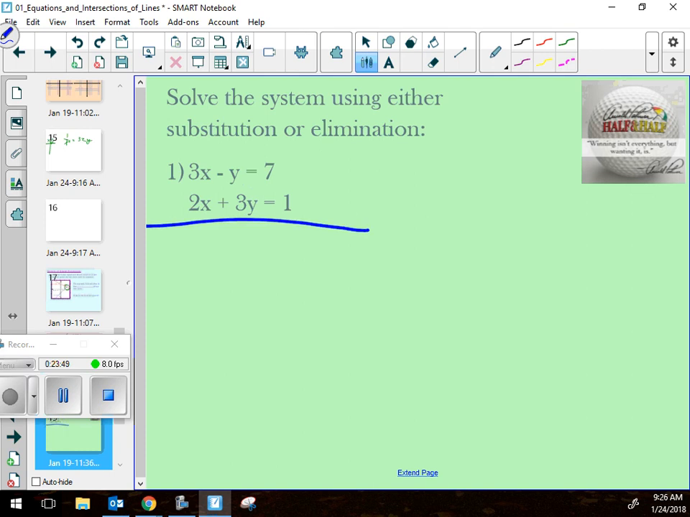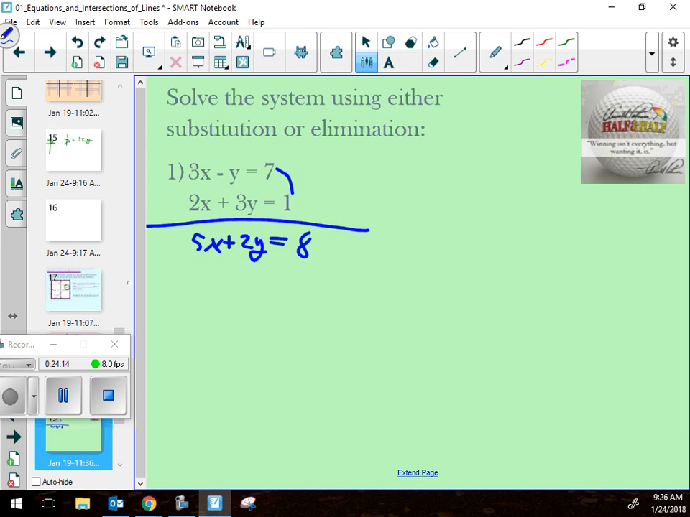But if you just really want to add them, that's all you really have to do. 7 plus 1 is 8. Negative y plus 3y is equal to what? 2y. And then 3 plus 2 is 5x. But why didn't this work then? How do I know it didn't work? Because nothing eliminated. It's called elimination. Either the x or the y should have got eliminated.